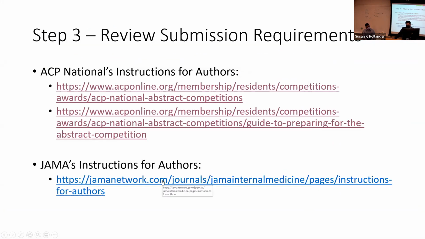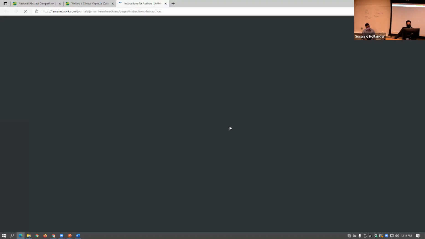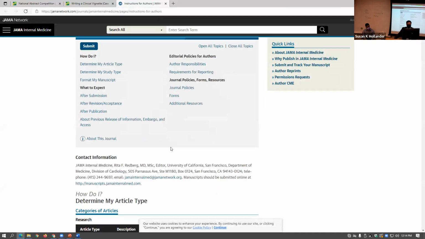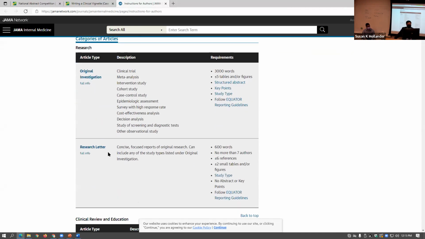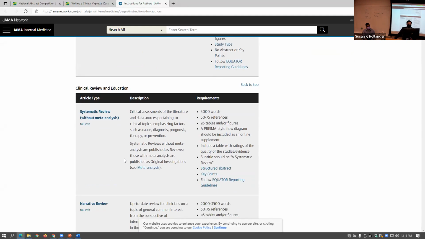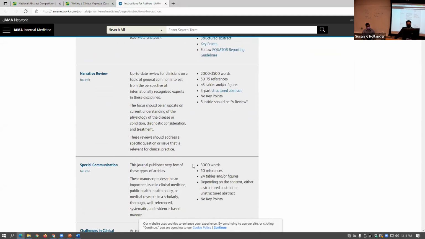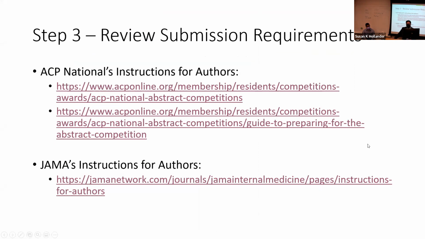And then here's another one that's a little bit more complicated, JAMA's instructions for authors, and this is for research publications. And if you scroll down, it talks about if you have an original investigation type of research, if you have a research letter, if you're doing a systematic review without a meta-analysis, if you're doing a narrative review, etc. And all of these have different requirements. So before you begin writing, the point I'm trying to make, very important, you know where you're submitting to and what the requirements are.